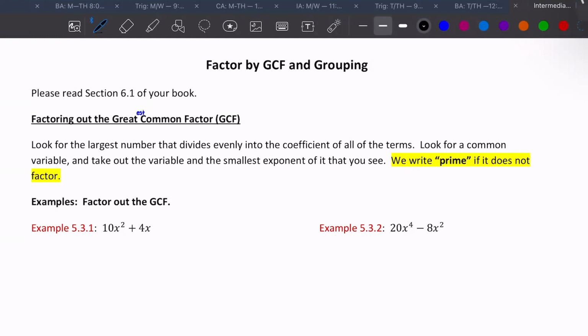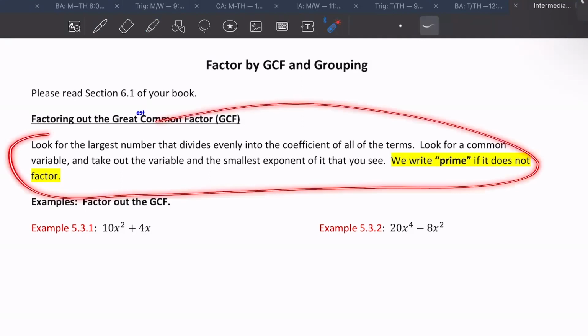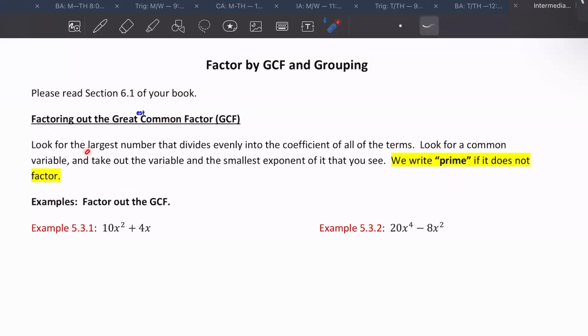So factoring out the greatest common factor, what we're going to do here is we're going to look for the largest number, okay? The largest number that divides evenly into the coefficient of all the terms. So those are the numbers, right? Coefficient means the numbers that are attached to the variable, right? So the largest number that divides evenly into all the coefficients.